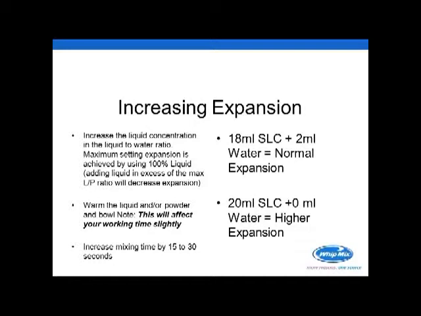Now you can also increase your mixing time by about 15 to 30 seconds, and that will help drive the expansion a little higher. But you don't want to overmix. All right, now let's look at reducing expansion.